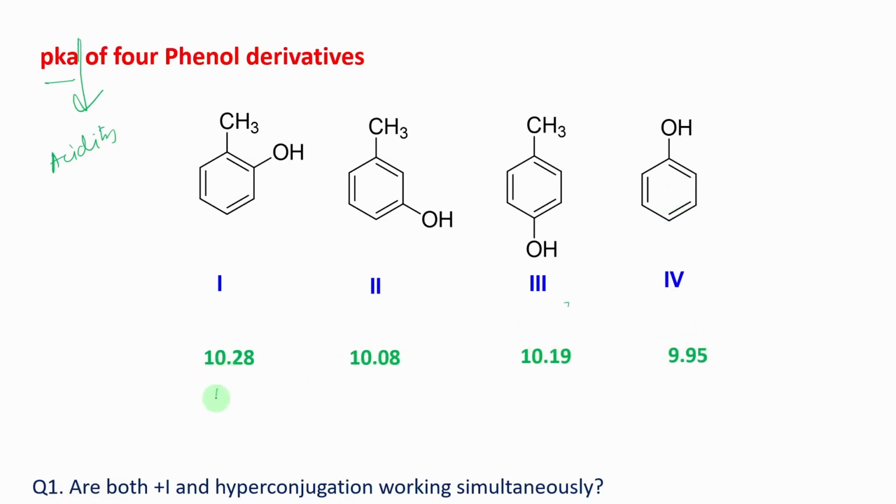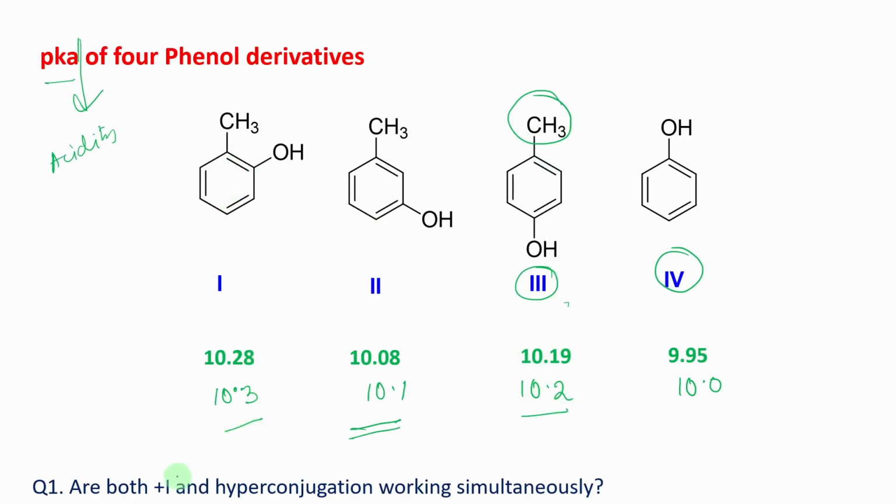If I take roughly, this is 10.3, this is 10.1, this is 10.2, and this is 10.0. So just very less difference, but still who is maximum? Obviously phenol. Second position meta, 10.1. Third position para. Why? Because the destabilizing effect of this methyl is lesser here. So that's why 10.2, and the ortho case 10.3. So this is the order.